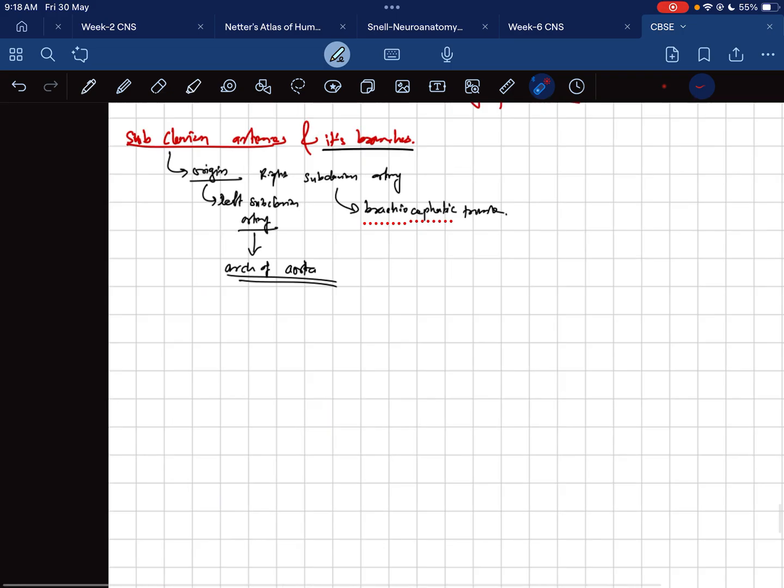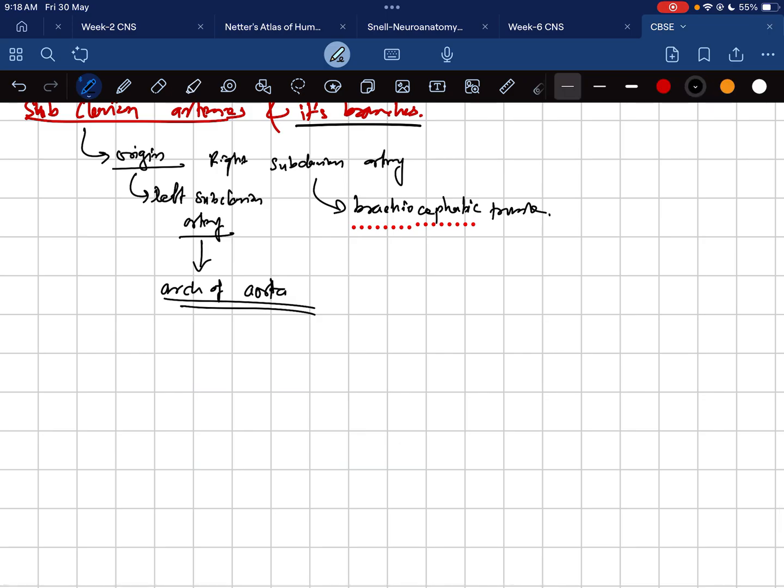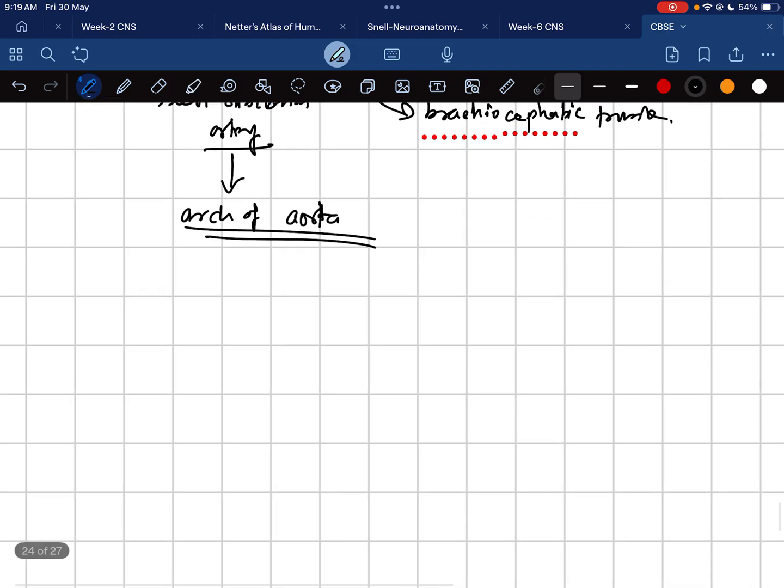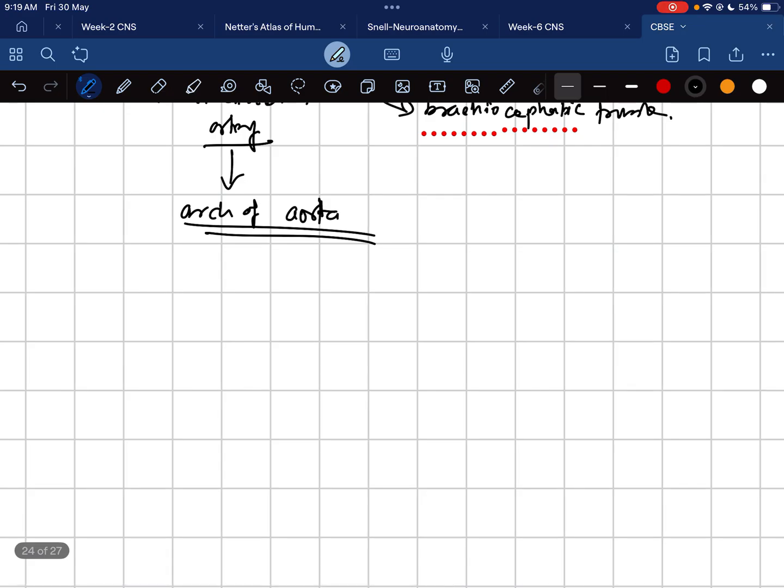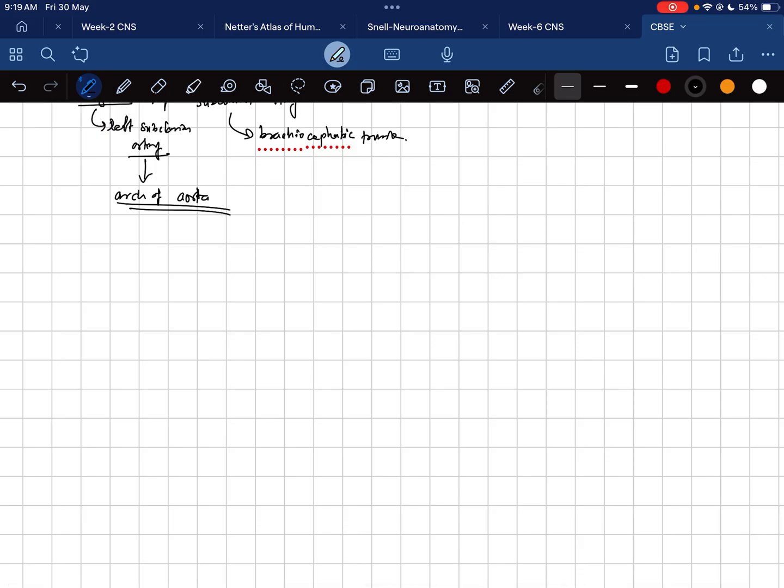Moving on to the course: on each side, the subclavian artery arches laterally across the anterior surface of the cervical pleura onto the first rib, posterior to the scalenus anterior muscle. It terminates at the outer border of the first rib, where the subclavian artery continues as the axillary artery.